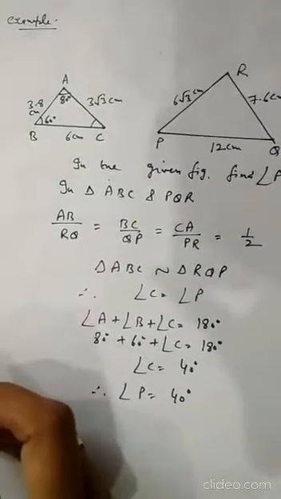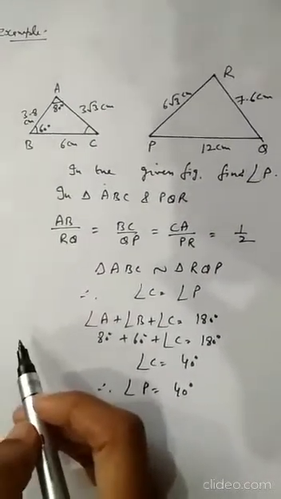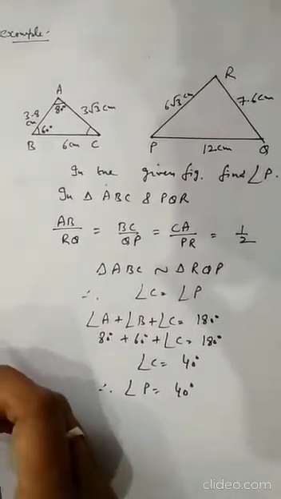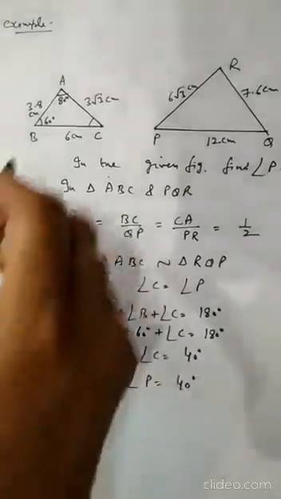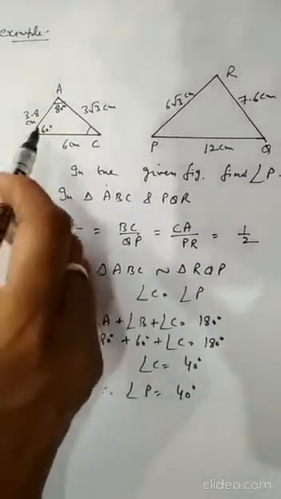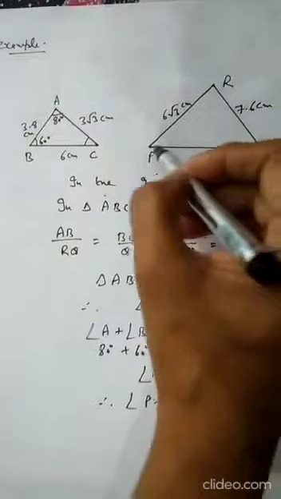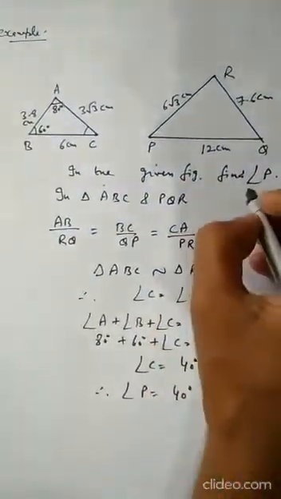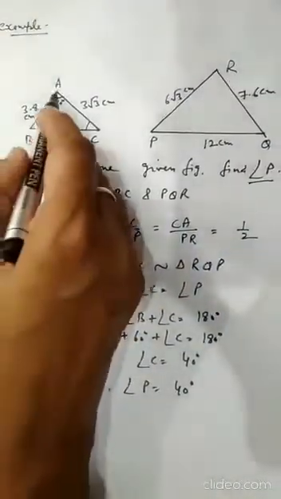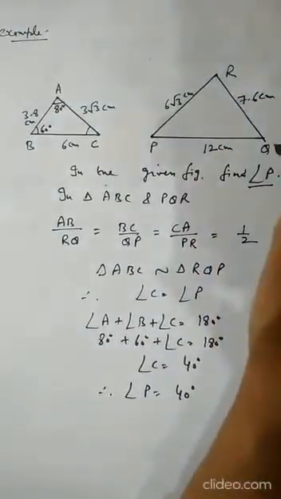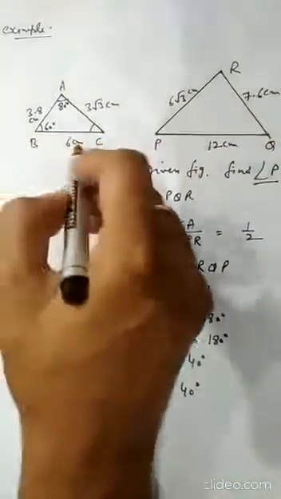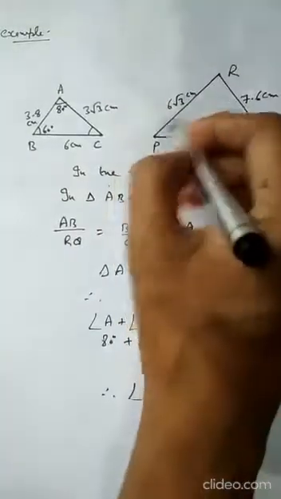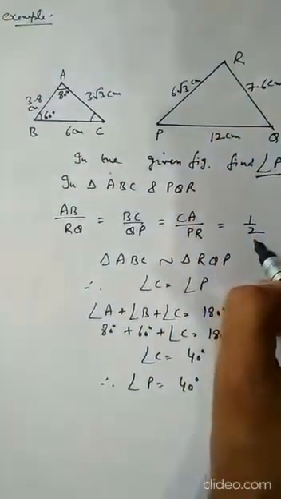Now we discuss one example. As in the case of congruence, naming of the triangle is very important. Same is here in the case of similarity. In the given figure, this is an example from the book. ABC is a triangle and RPQ is a triangle. Look here carefully. I want to find angle P. AB by RQ is 1 by 2. Then BC by QP is 1 by 2. Then CA by PR is again 1 by 2.